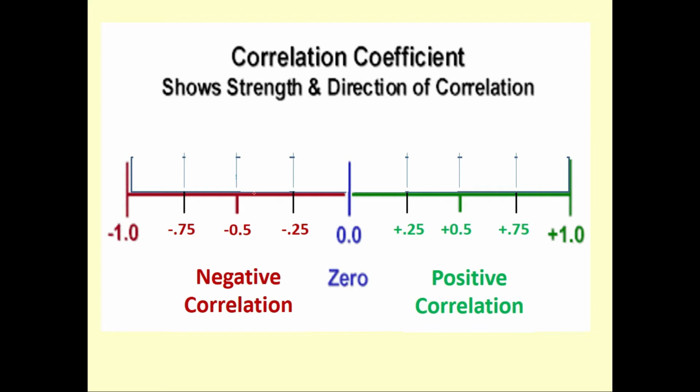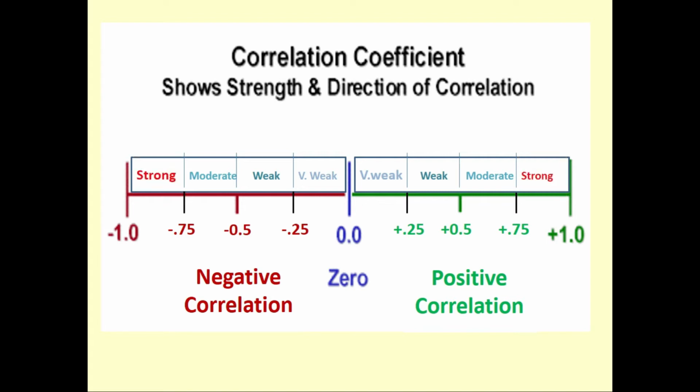Here's a scale. 0 stands for no correlation. Describing the range of correlation again: if it's between 0 to 0.25, we say it's a very weak correlation. From 0.25 to 0.5, we say it's weak. From 0.5 to 0.75, we call it moderate correlation. And above 0.75, it's a strong correlation. When it is above 0.9, we say it's a very strong correlation.